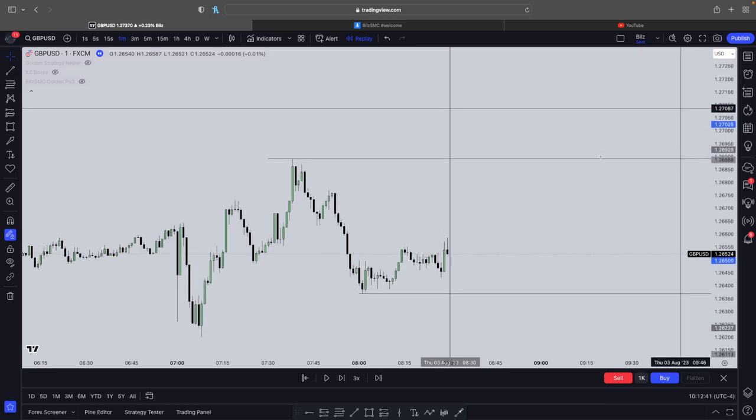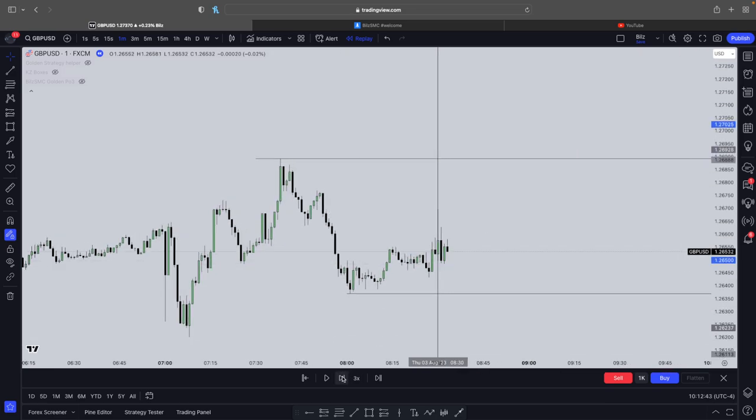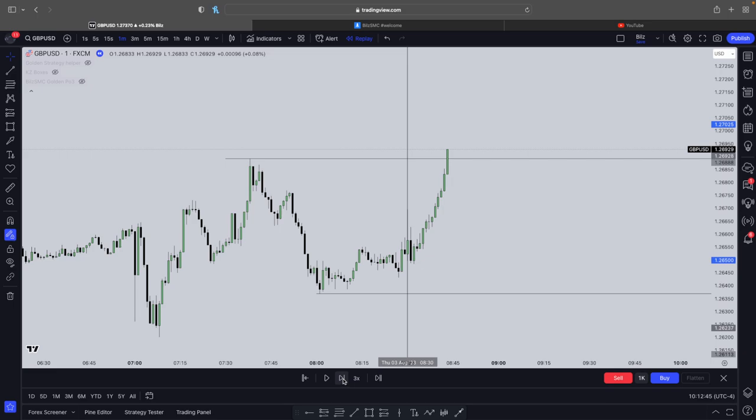Okay, so now let's just wait, be patient, just wait for price to do its thing. And as you can see, it actually ends up running. There you go.